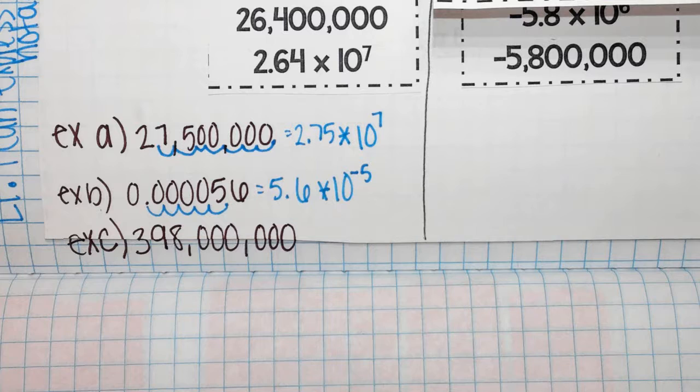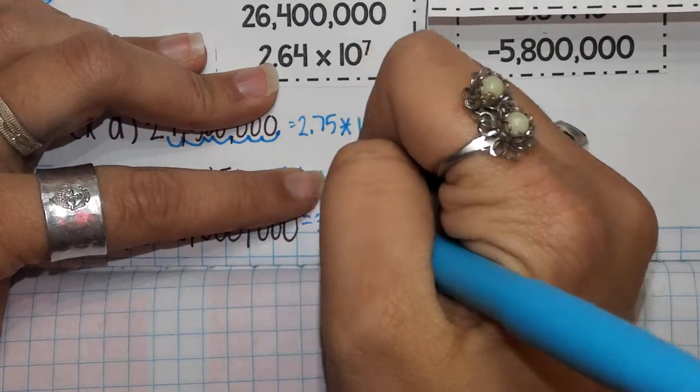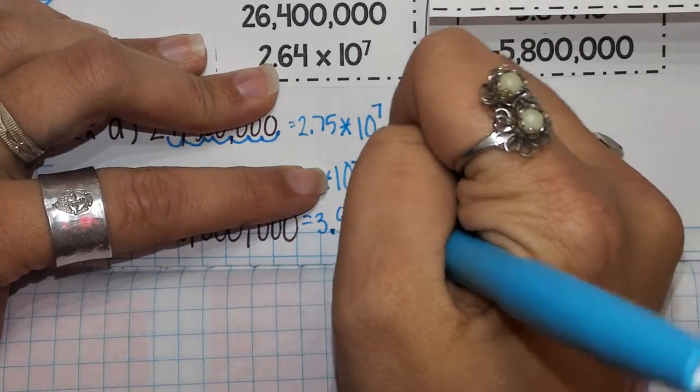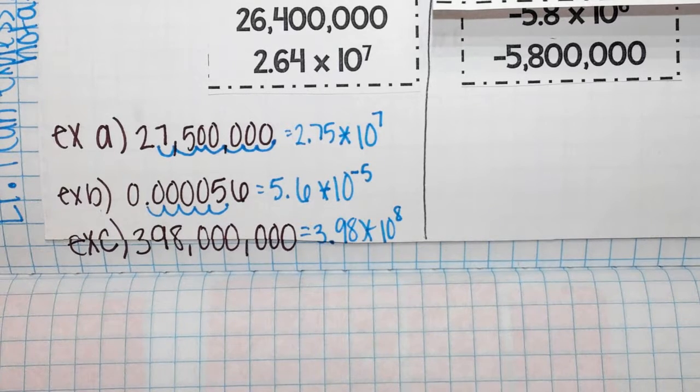Great, what did y'all get? To the negative... It won't be negative. I'm thinking the 8. Alright, so 3.98 times 10 to the 8th, right? Yes. And why is it positive? Because it started off as a whole number. Started off as a whole number. Okay.